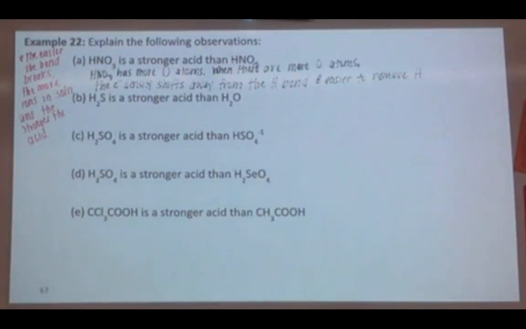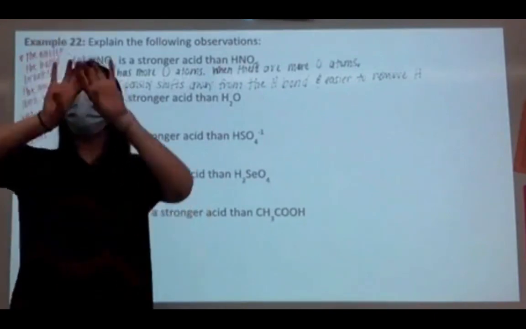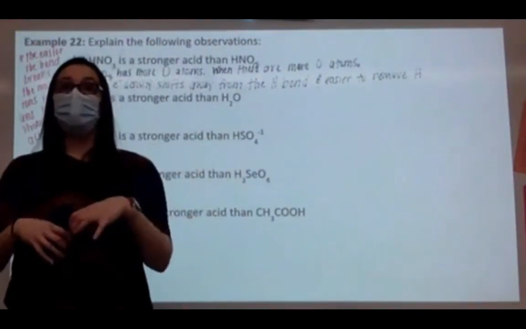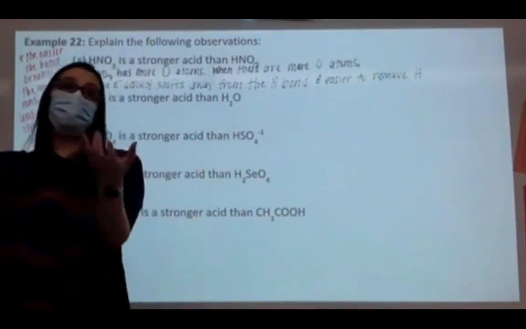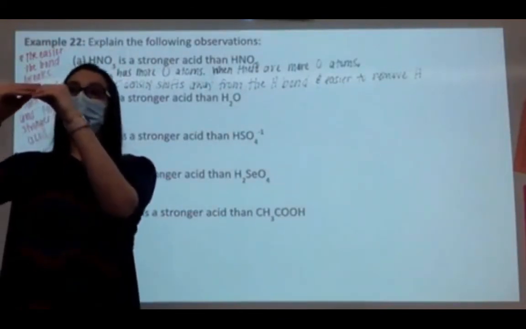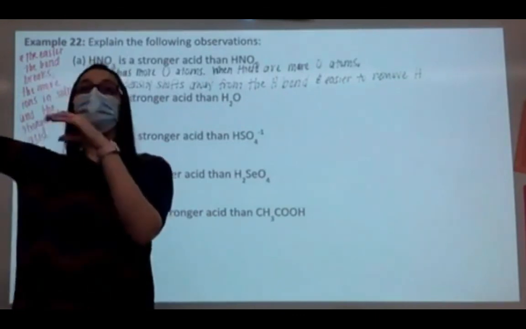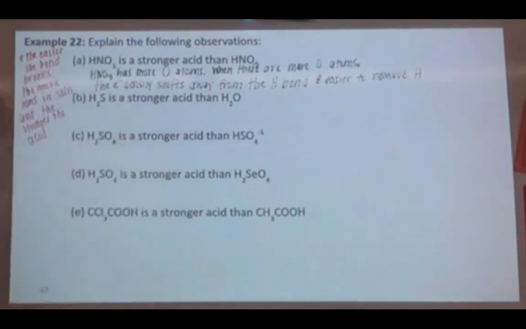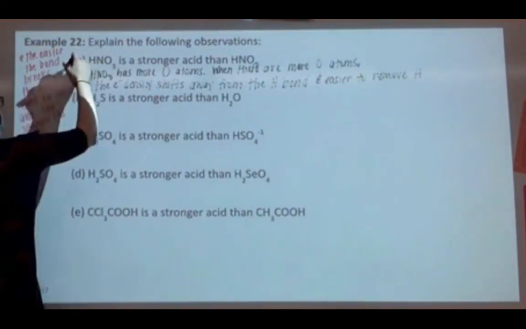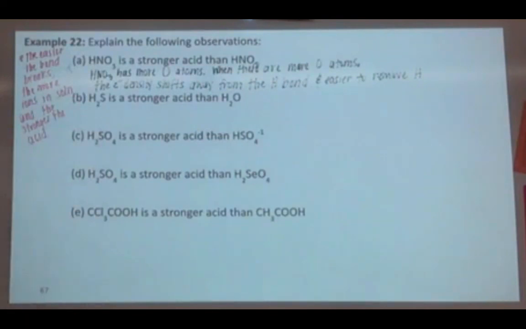When there are more oxygen atoms, what happens is that oxygens are pulling all of the electrons toward them, leaving the hydrogen kind of out on its own. It's still bonded, but oxygen is pulling all the electrons toward it, and it's easier to remove the H. The easier it is to remove the H, the stronger the acid. So HNO3 is a stronger acid. Be able to explain an oxyacid question like this.